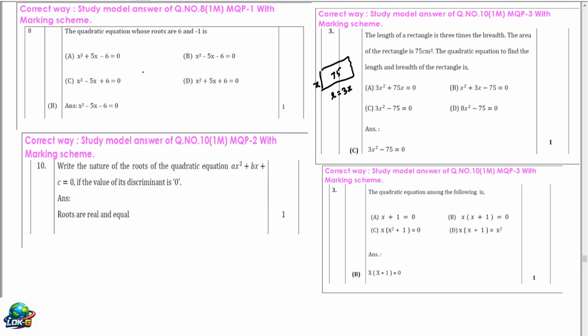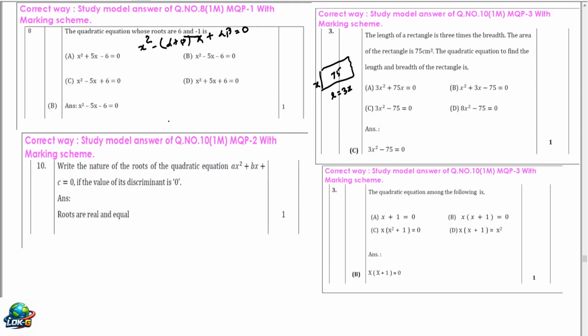Okay. Let us move on to the very short answer, 1 mark questions, MCQs. The quadratic equation whose roots are 6 and minus 1. How do you write the equation? x square minus alpha plus beta x, you remember? Alpha plus beta x plus alpha beta is equal to 0.